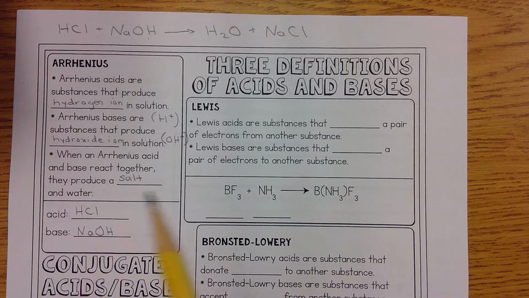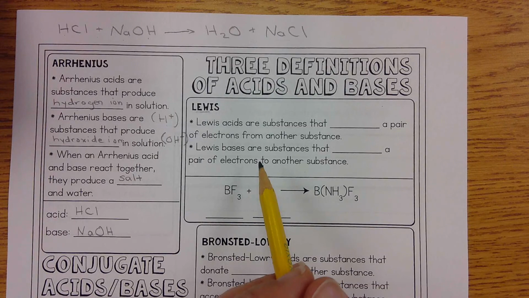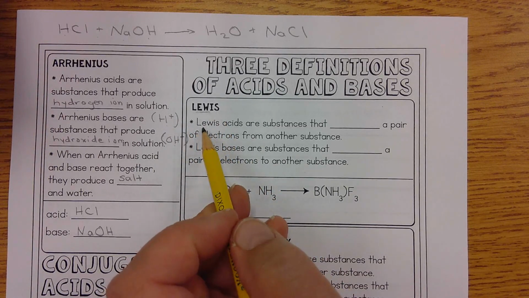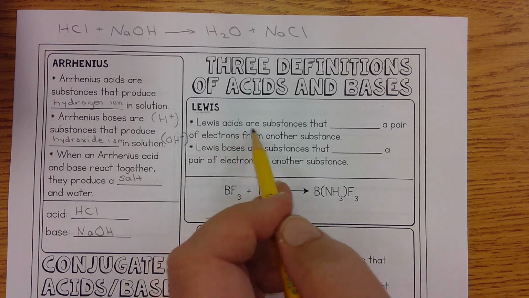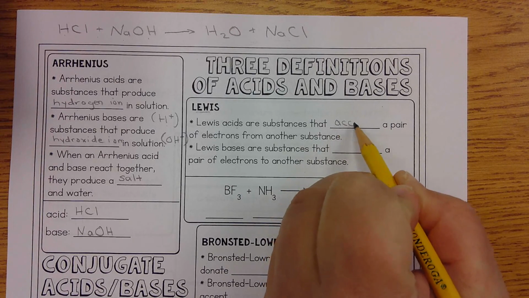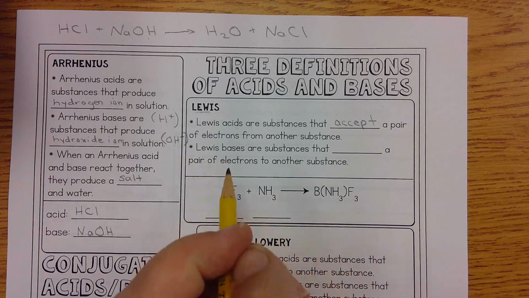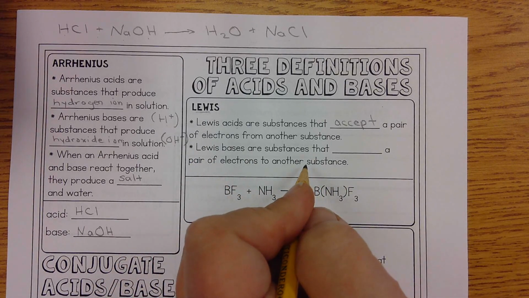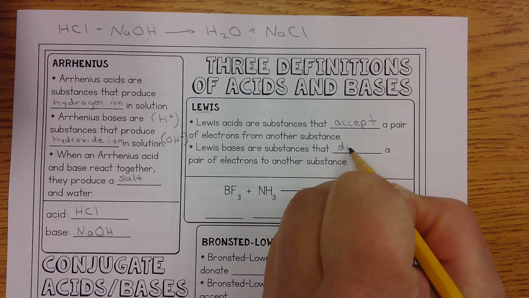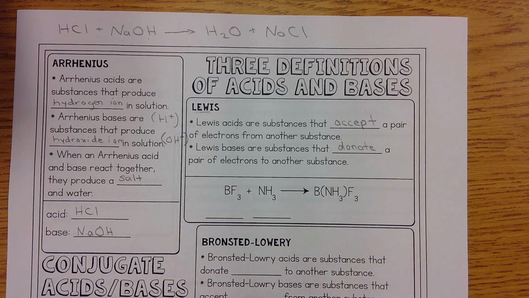The next definition is called Lewis acids and bases. We'll define them here: Lewis acids are substances that accept a pair of electrons from another substance. So they take a pair of electrons, and to be the opposite of that, Lewis bases are substances that donate a pair of electrons to another substance.